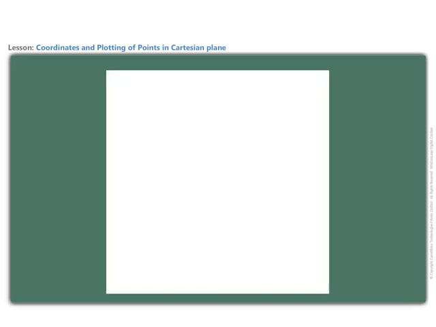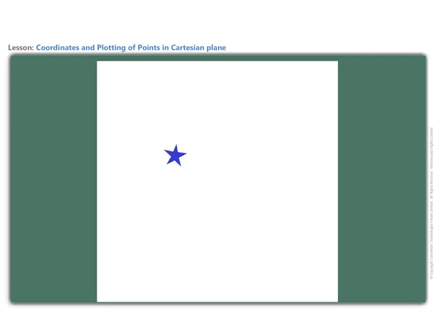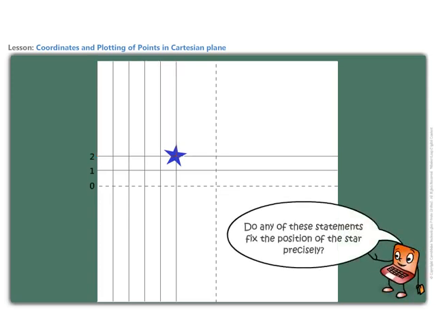Let us take another example. Let us draw a star on a plain sheet of paper. Perhaps we try it in this way. The position of the star is in the upper half of the paper. It is on the left edge of the paper, or it is very near the left-hand upper corner of the sheet. Do any of these statements fix the position of the star precisely?